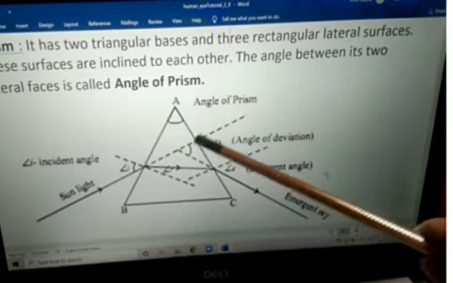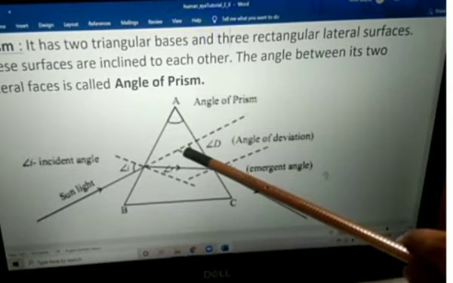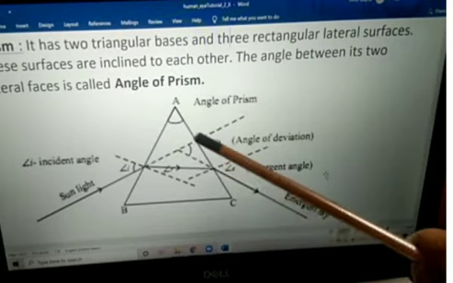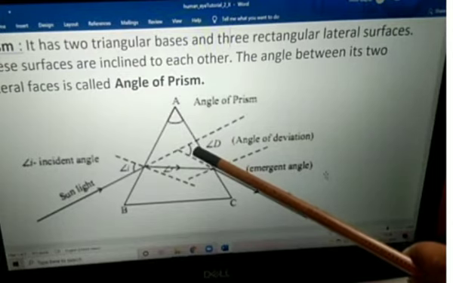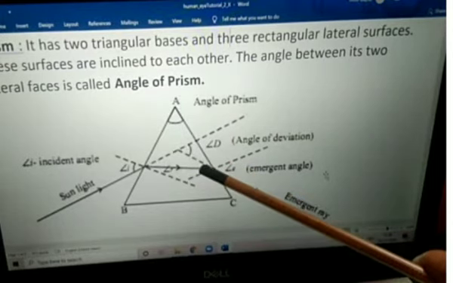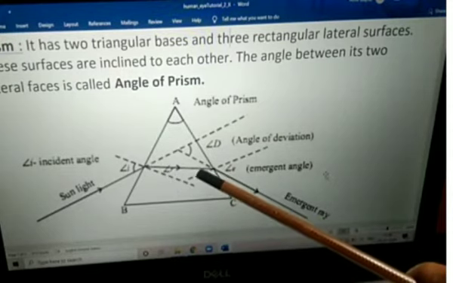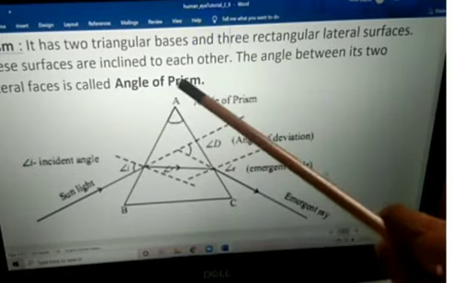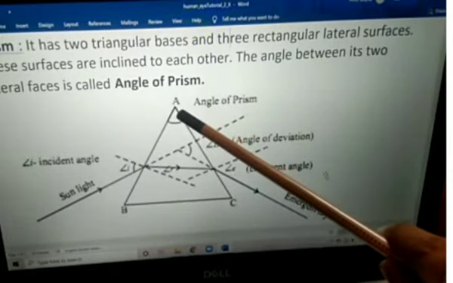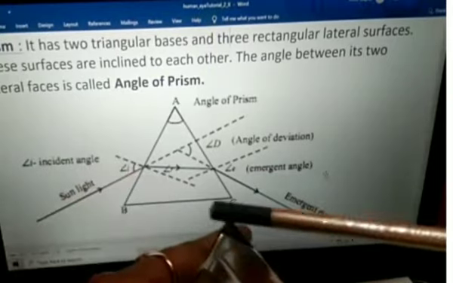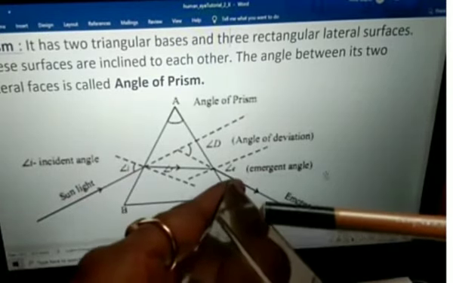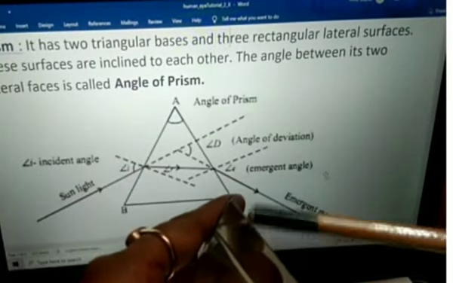This incident ray and the emergent ray are joining to form the angle of deviation, angle D. This is the refracted ray, and these are angle R1 and R2, which are the angles of refraction. And this is the angle A of the prism. In this prism, this angle will be called angle A, which is the angle of the prism.